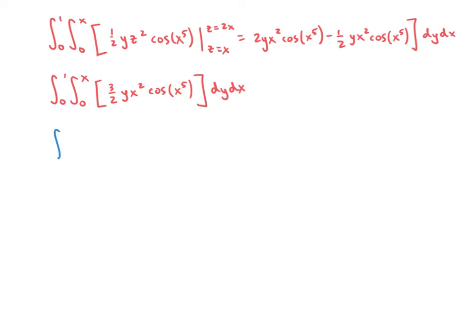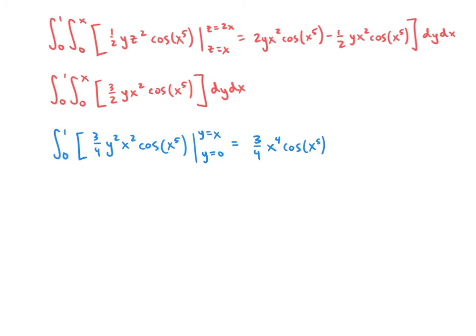Okay, so now I do the next antiderivative with respect to y, so I get 3/4 y squared x squared cosine of x to the 5th. And y is from 0 to x. So we get 3/4 x to the 4th cosine of x to the 5th dx.